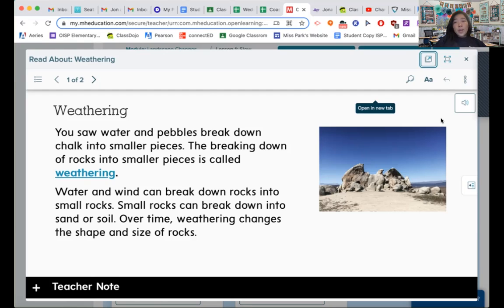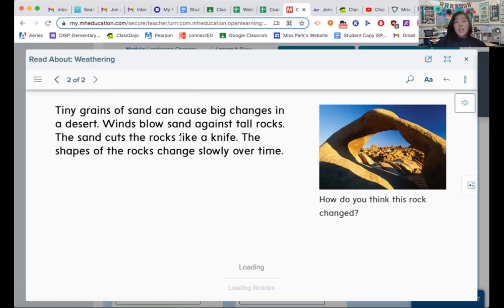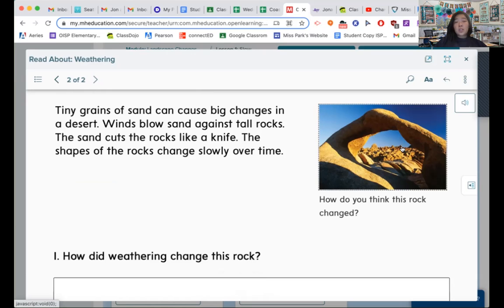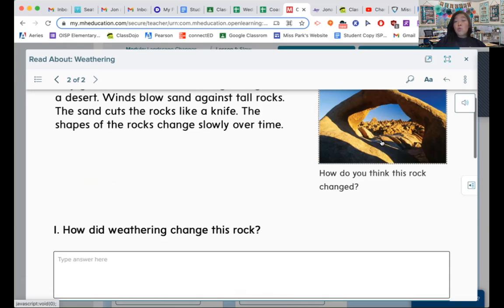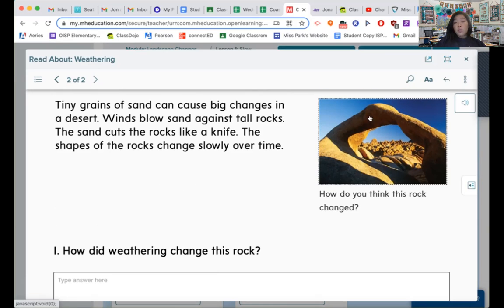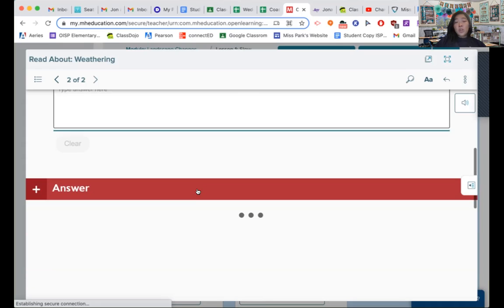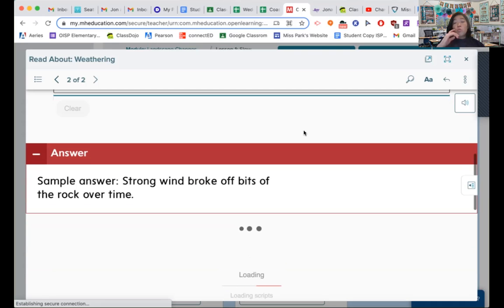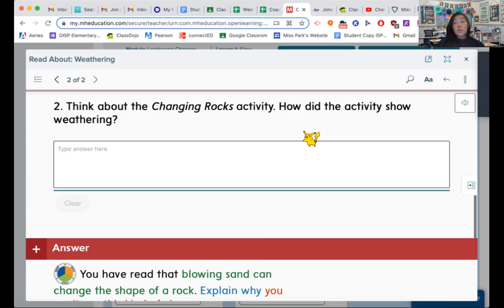Water and wind can break down rocks into small rocks. Small rocks can break down into sand or soil. Over time, weathering changes the shape and size of rocks. Tiny grains of sand can cause big changes in a desert. Winds blow sand against tall rocks. The sand cuts the rocks like a knife. The shape of the rocks change slowly over time. So how do you think this rock changed? Slowly, through the wind blowing the sand and blowing little pieces of sand away. How did weathering change this rock? The strong wind broke off bits of the rock over time.